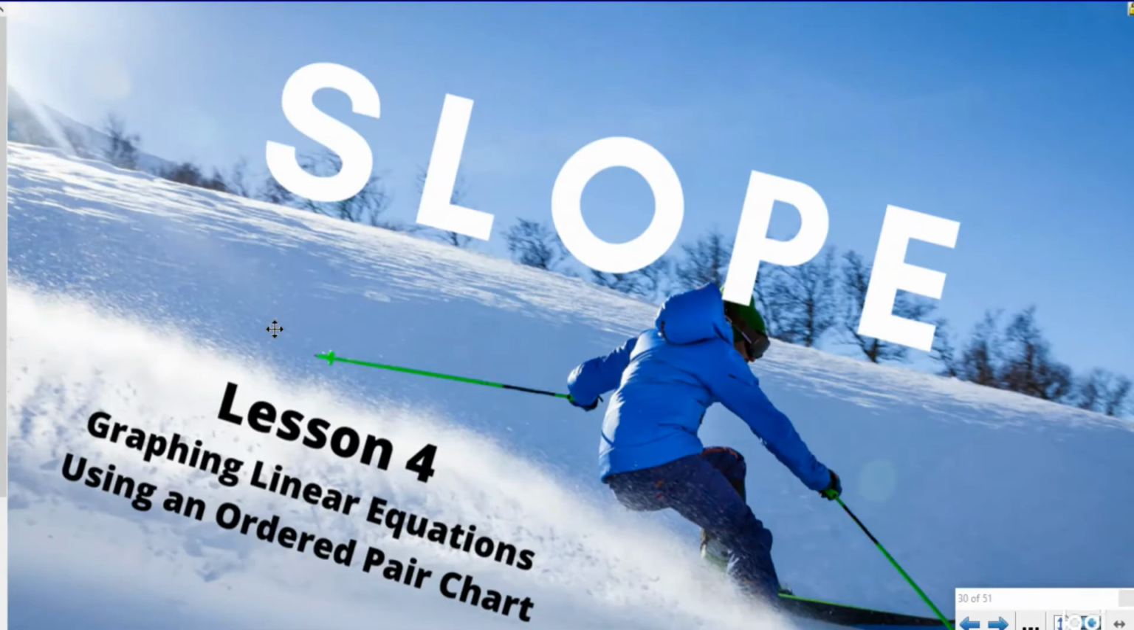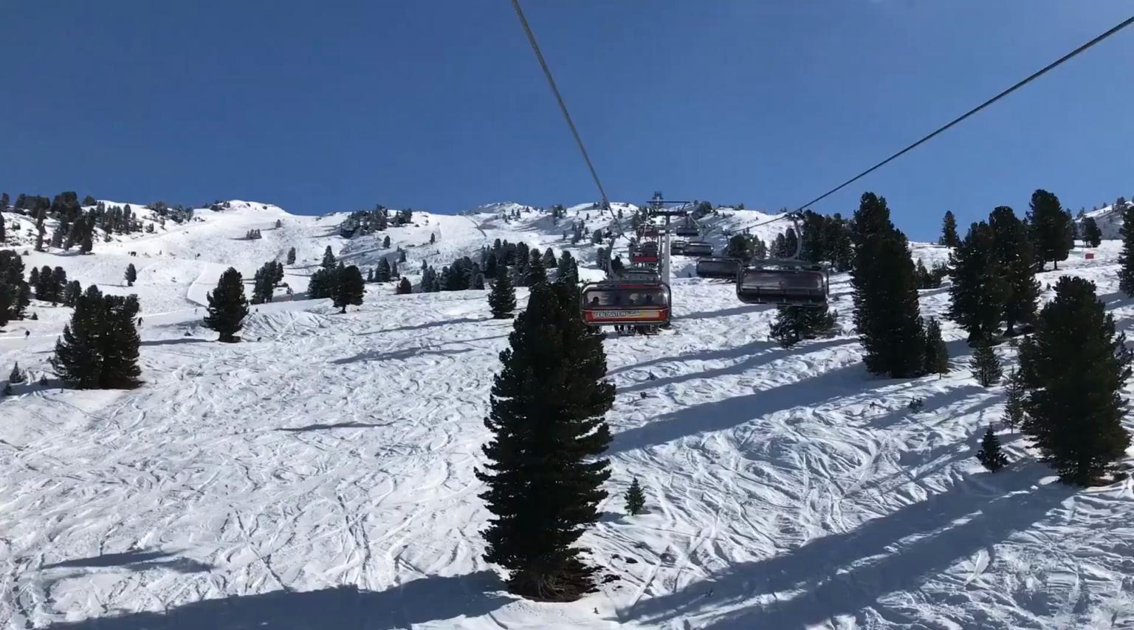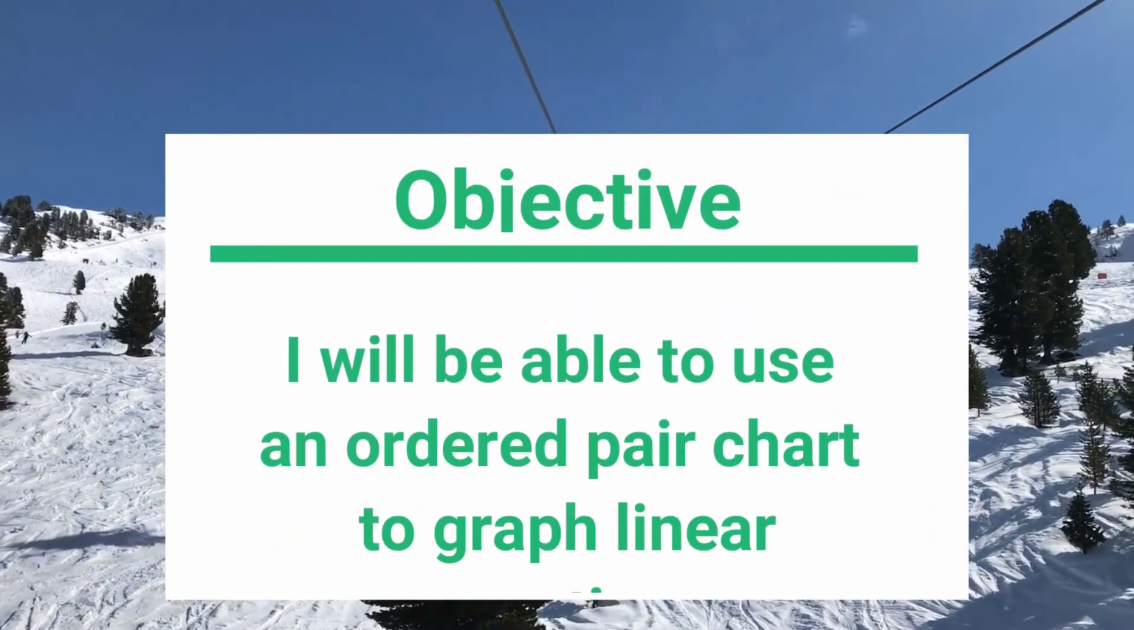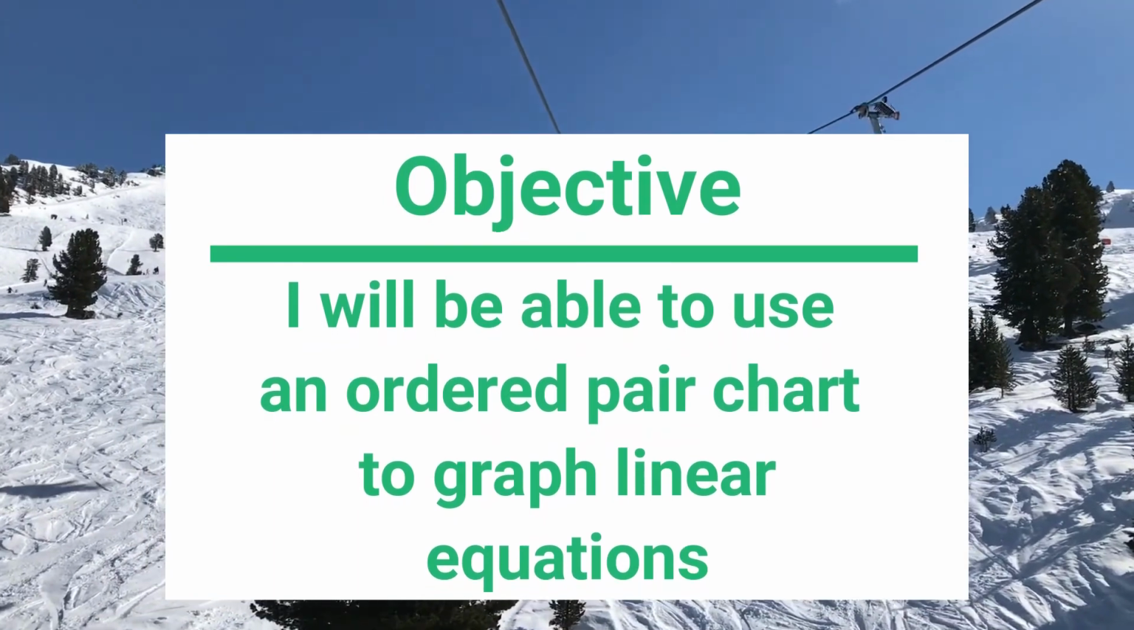As Klaus said, today we are on lesson 4 of our slope playlist: graphing linear equations using an ordered pair chart. So let's put our skis on and start getting down the mountain. Our objective today: I will be able to use an ordered pair chart to graph a linear equation.